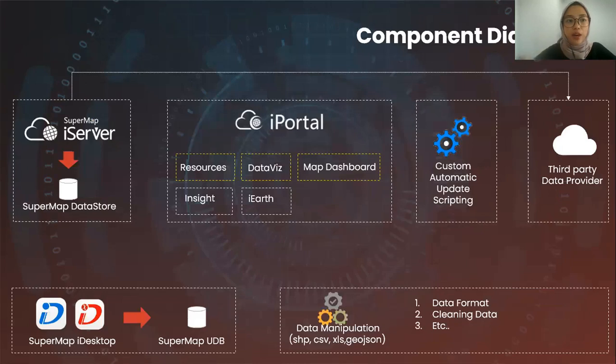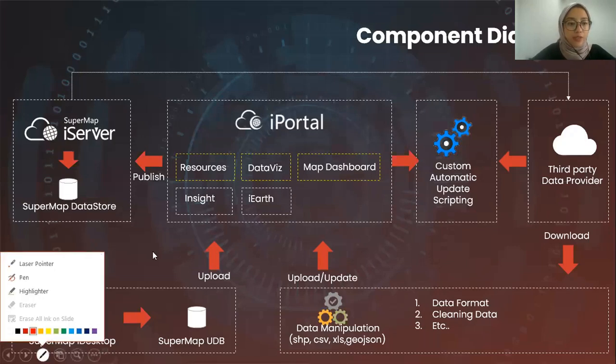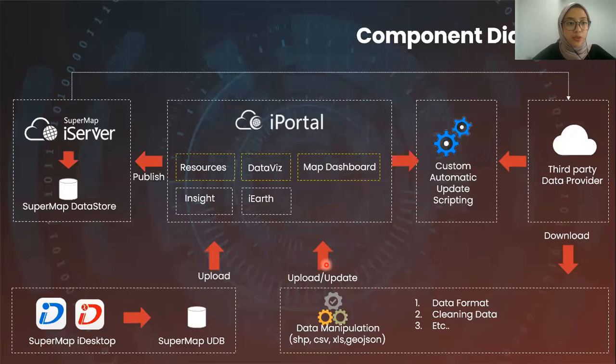And this is how we can use not all of the products I mentioned before, but only portal, server and desktop together to achieve making an online dashboard. So as you can see here, firstly, I will let you know about the data source. There are 3 different kinds of data that can be used for data sharing and publishing in portal.